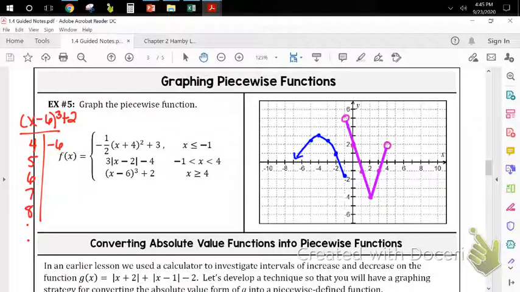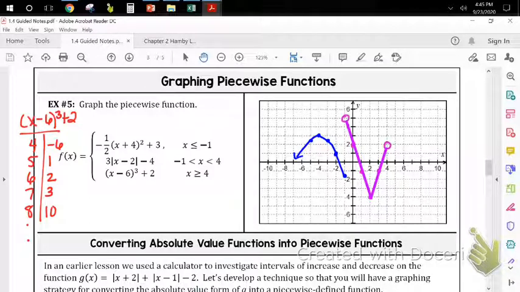So I got 4 is -6, 5 is 1, 6 is 2. Notice how the numbers got closer together. There's my squiggle. 7 is 3. And 8 is 10, further apart, so I came out of that little squiggle there in the middle.